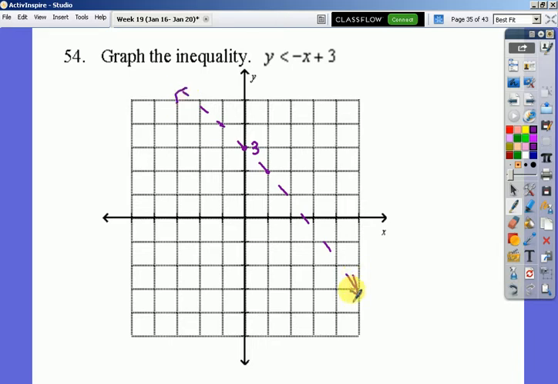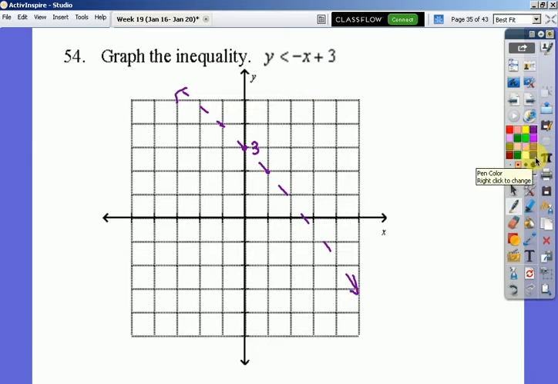Now remember, why do we shade? To show where the solutions are, right? Because there are a number of x and y values that we can plug in that make this inequality true. There are a number of things that when we plug in an x and a y will be less than negative x plus 3, right? A number of different points. So our job is to find all of those points by shading.